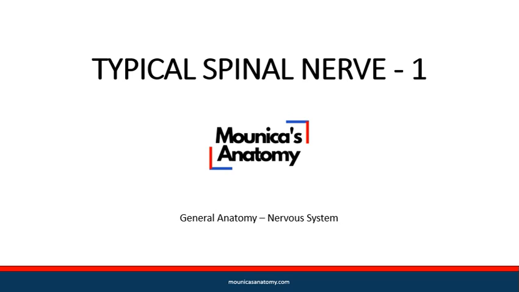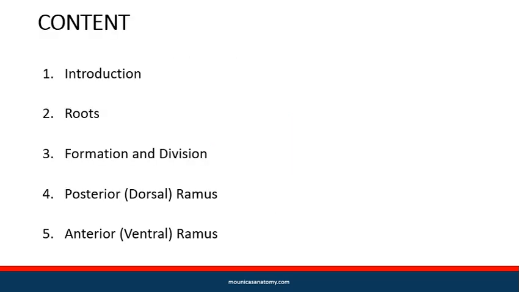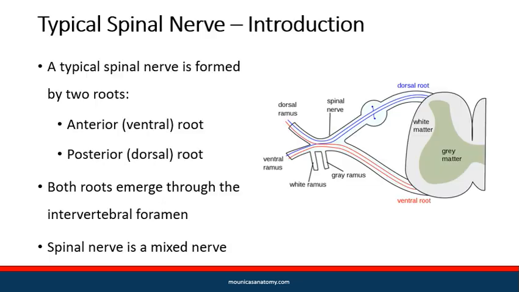Topic is typical spinal nerve part 1. Let's study introduction, roots, formation and division, posterior and anterior ramus. Typical spinal nerve is formed by two roots, anterior and posterior. These emerge through intervertebral foramen, and spinal nerve is a mixed nerve.